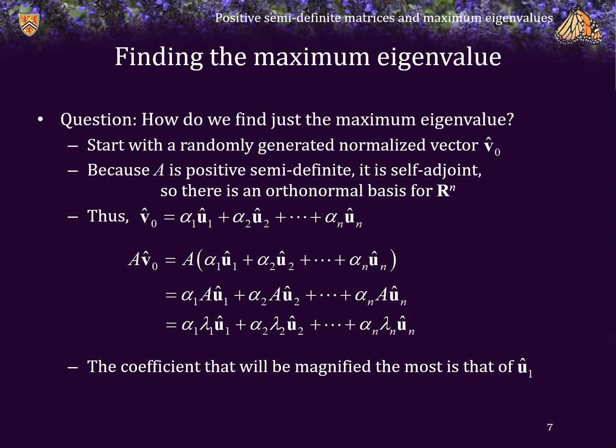Now, take a look at this. Lambda 1 was assumed to be the largest eigenvalue. Consequently, regardless of what alpha 1 is, alpha 1 times u1 cap will be magnified more so than any other term in that sum. Because again, lambda 2 is smaller than lambda 1. In fact, all of the other lambdas are smaller than lambda 1.